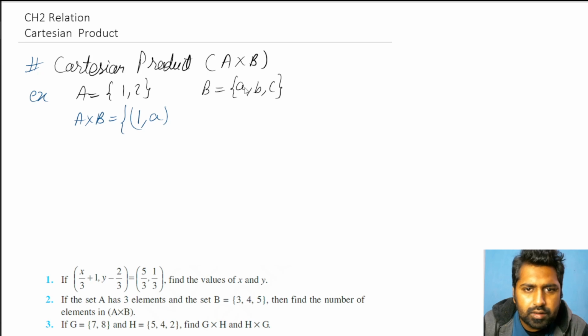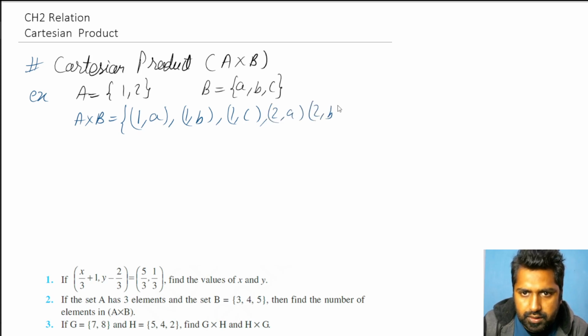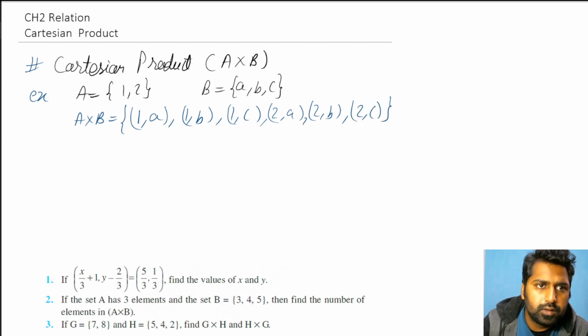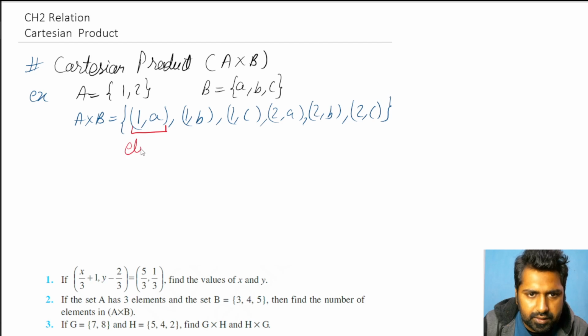That means 1 will be related with a. Similarly, 1 can be related with b also, and 1 can be related with c also. Similarly, we have to do it for 2 also: (2, a), (2, b), (2, c). Now this (1, a), (1, b) is an element of A cross B, which is called an ordered pair.